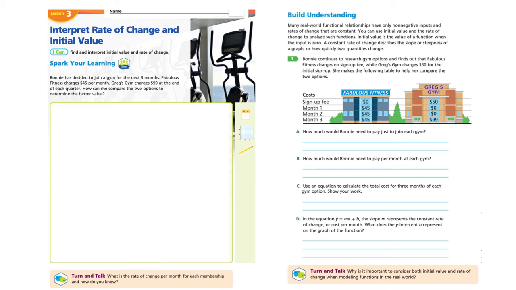Then Turn and Talk says, why is it important to consider both initial value and rate of change when modeling functions in the real world? That'll give you something to think about and talk about after you complete A through D. So pause and work on those.